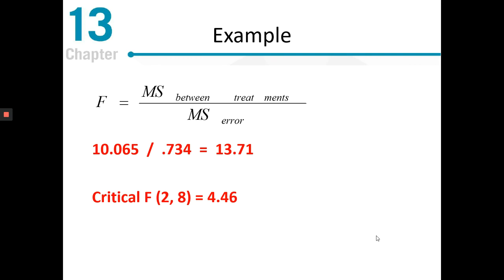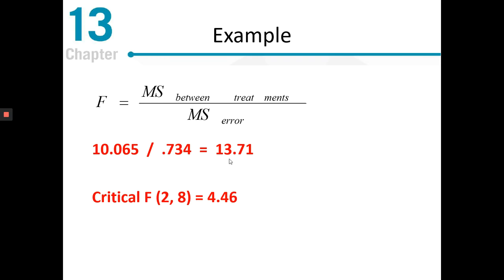And again, our F is the mean squares between treatments. That's the same as before, but now on the bottom, it's mean squares error. Our question mark is smaller. So the stuff that's left over is smaller because we took out the individual differences with the between subjects. So we do the MS error on the bottom. So we go ahead and calculate this. We plug in the numbers, and our F is 13.71.